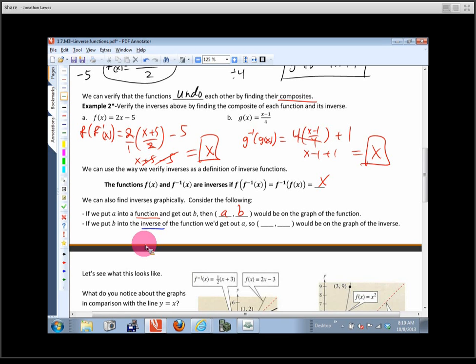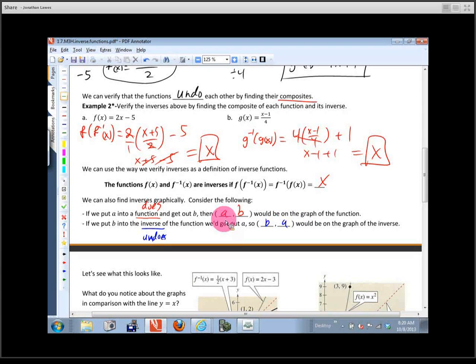Okay, think about what these two functions do to each other. This one does something, and this one undoes whatever that original one did. Okay? So here, if I plug in an A, I get out a B. On this one, if I plug in an A on the inverse, Logan, what do I get? Well, let's see. If I put in a B, that would be this coordinate right here, BA. Okay? So, does that make sense?